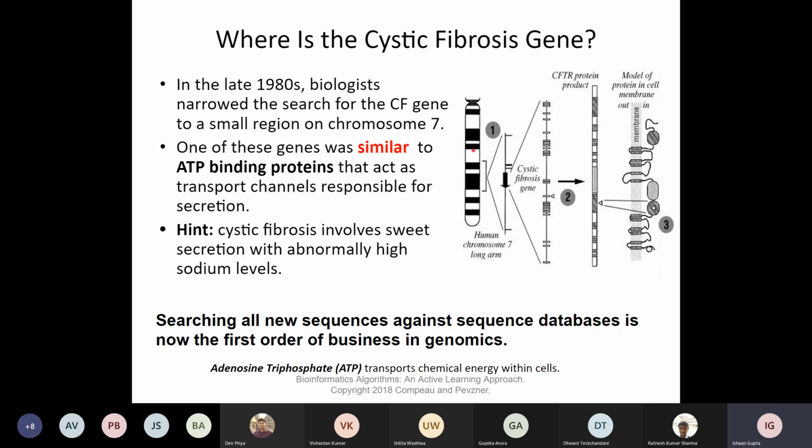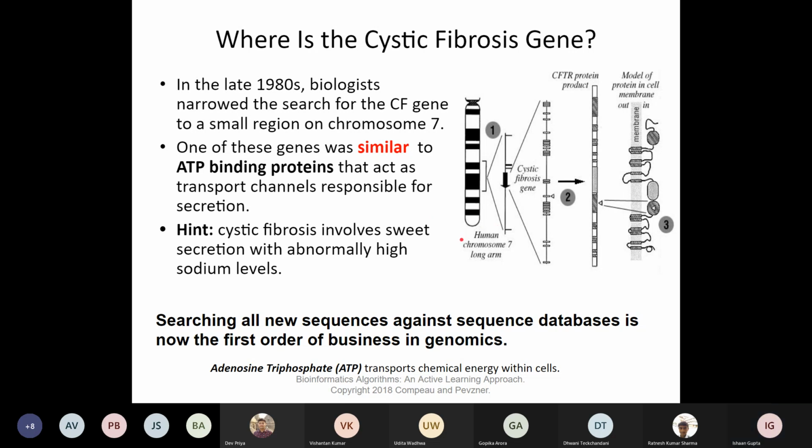So here is a question: since I have shown you how the Human Genome Project was done, can somebody think how they could pinpoint a small region that was heavily mutated or heavily different in the people who had cystic fibrosis versus people who did not? Any ideas of how this might have been done before? So this is the 1980s, right? You do not have the ability to sequence the entire genome.